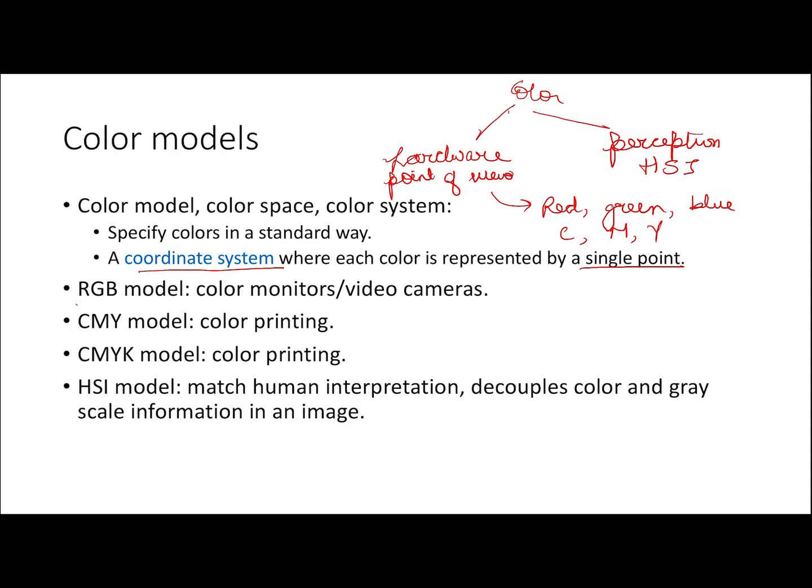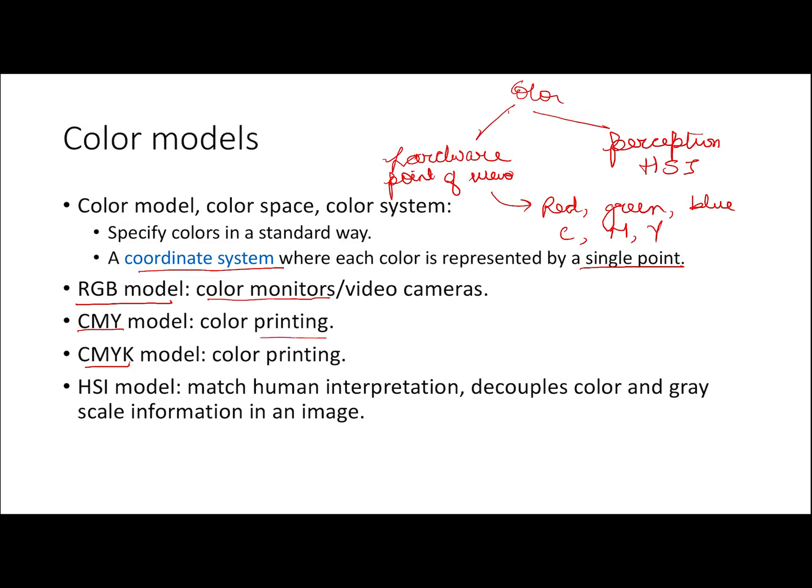One of the color models we call the RGB model, and the other color model is cyan, magenta and yellow. And there is an extension of this cyan, magenta, yellow model which is CMYK, that is cyan, magenta, yellow and black. This RGB color model is useful for image displays like color monitors and video cameras. And the CMY or CMYK color model is used for image printing.